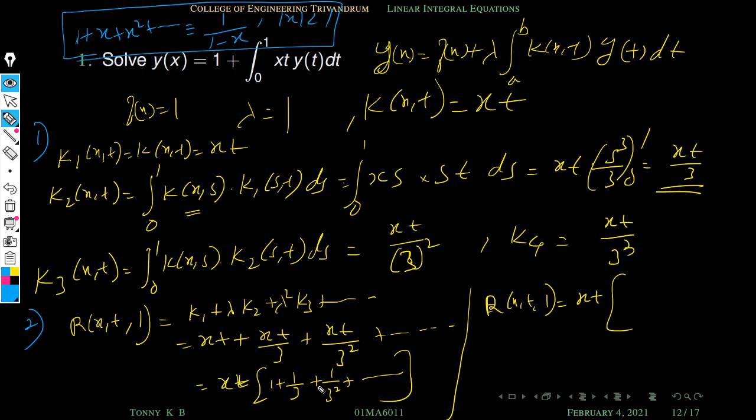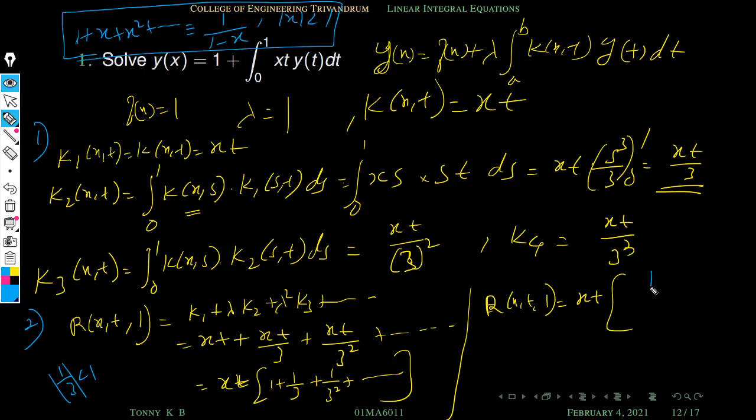Okay, and what about this problem? In this case, instead of x the value is 1 by 3, right? 1 plus 1 by 3 plus 1 by 3 square, etc. It's clear that 1 by 3 is less than 1, the modulus of 1 by 3 is less than 1. So this infinite series has a closed form.